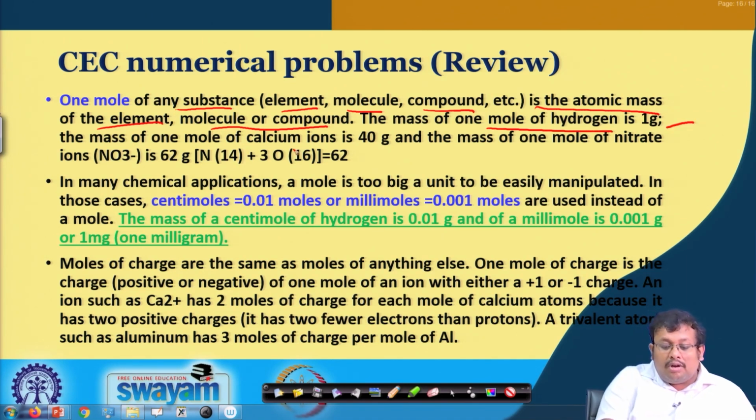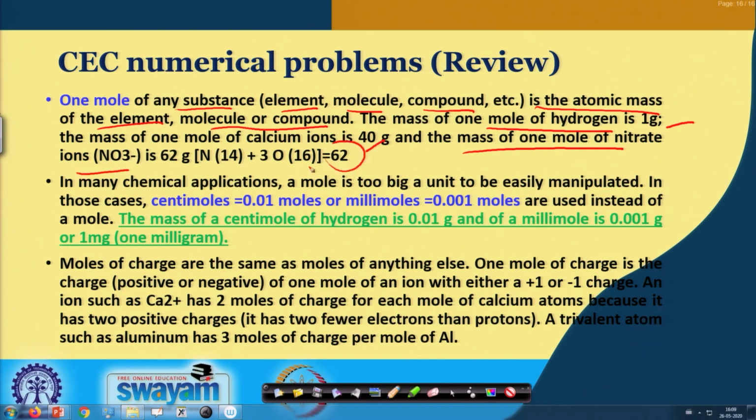The mass of 1 mole of calcium ion is 40 grams, and the mass of 1 mole of nitrate is 62 grams, which we calculated from 14 grams of nitrogen plus 3 oxygen, that is 3 multiplied by 16, that is 48, plus 14. So, 48 plus 14, we are getting 62. So, in many chemical applications, a mole is too big a unit to be easily manipulated.